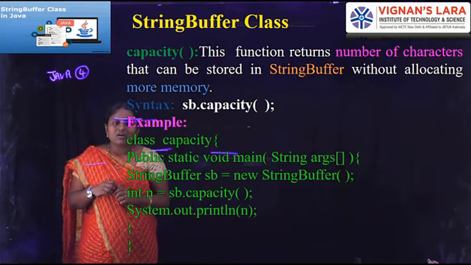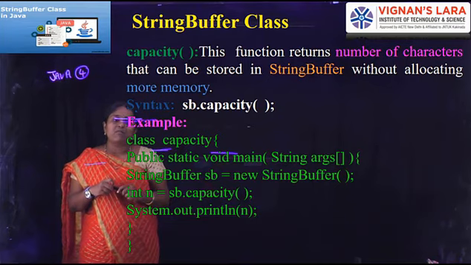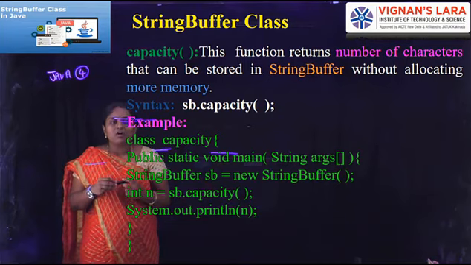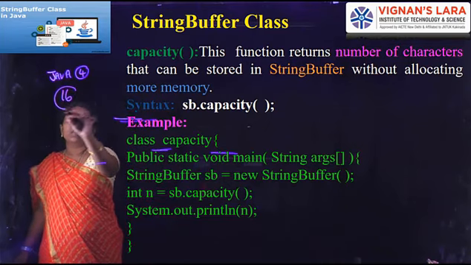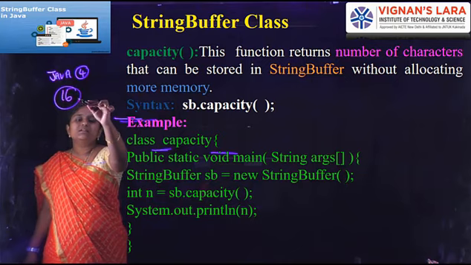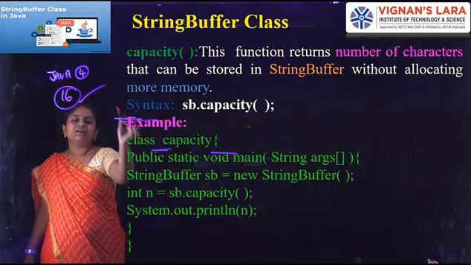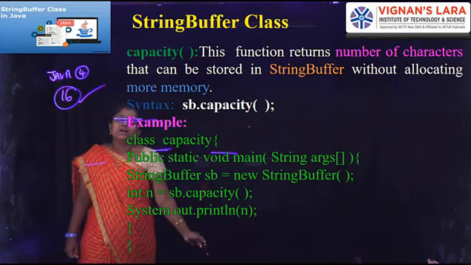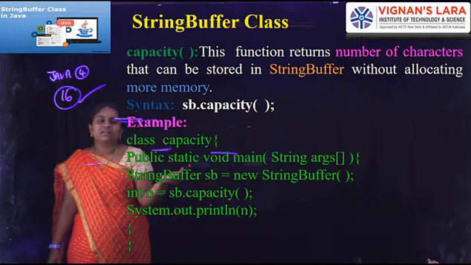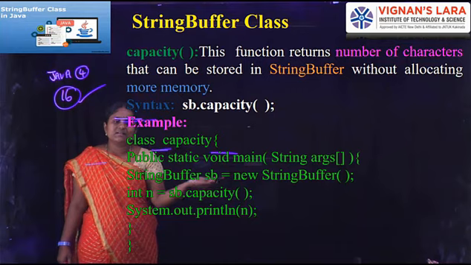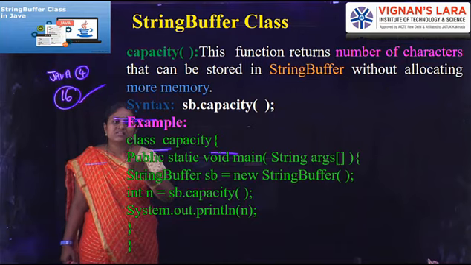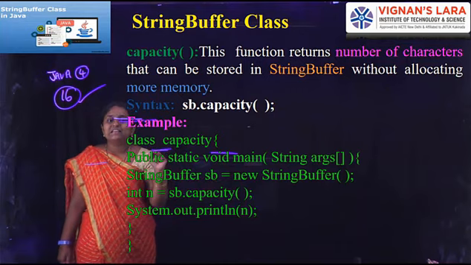Whenever you apply the capacity method with the help of the object reference, what is the output of this program? Here it returns 16 as the output, because I created one StringBuffer object with the default constructor. There are no characters in it. The initial capacity of the StringBuffer class is 16 characters.